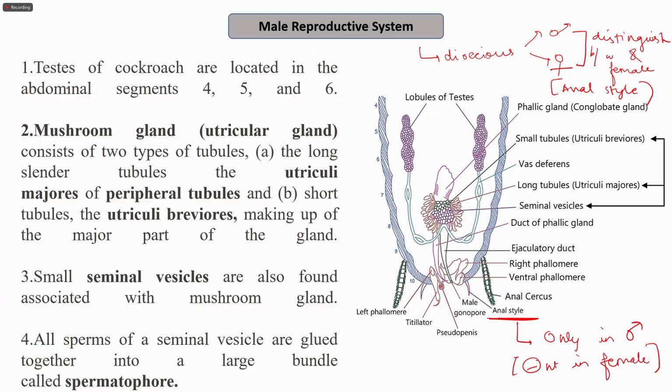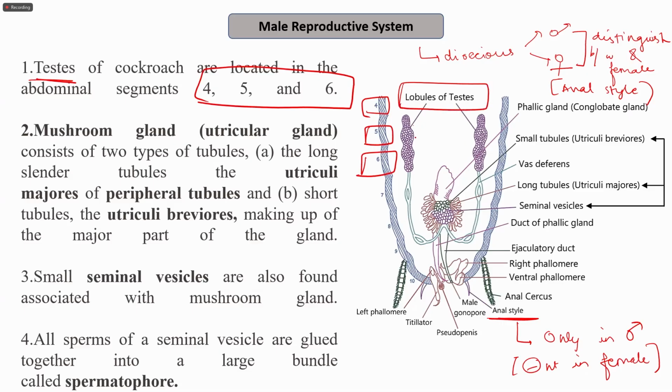So, testes in male and ovaries in female. The testes of the cockroach are located in abdominal segments 4th, 5th and 6th. You can see here, this is the 4th segment, 4th, 5th and 6th. So the lobules of testes are located in the 4th, 5th and 6th abdominal segment of the cockroach, or you can also write it as 4th to 6th abdominal segment. The lobules of testes result in the formation of sperm.